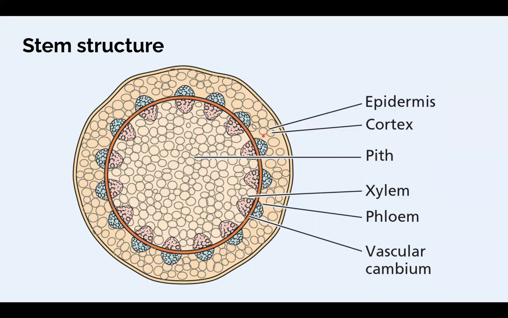The cortex is this layer of ground tissue right here. We've got some vascular bundles, and cortex is sort of an outer ground tissue outside of the vascular bundles, like a ring of vascular bundles. And then the ground tissue inside of the vascular bundles is called pith. So a little bit of difference there. Ground cells here are pith, ground cells out here are cortex.